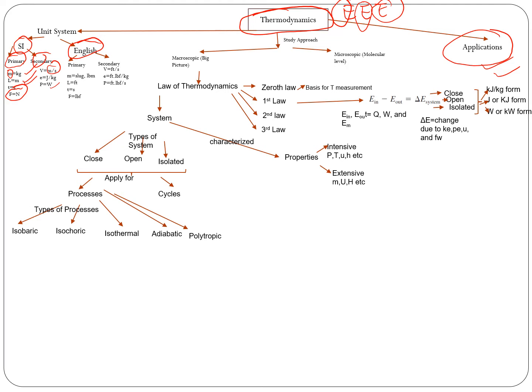In English unit, the primary variable mass is sometimes in slug and sometimes in pound mass, length in feet, time in seconds, and force in pound force. Secondary variables, for example, velocity could be in feet per second. Specific energy could be feet pound force per pound mass or slug. Sorry, this is not kg. Power in feet pound force per second.